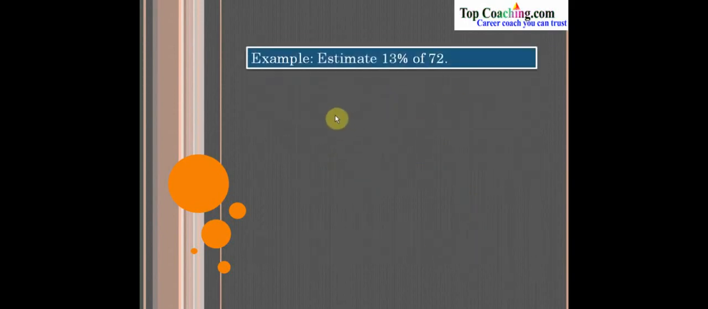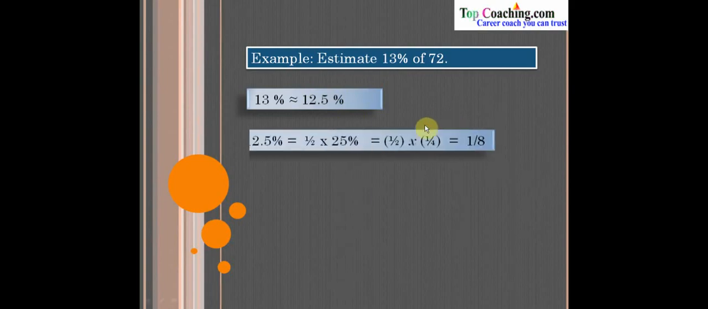Let's see one more example. Estimate 13% of 72. Now 13% is approximately equal to 12.5%. Also we know that 12.5% is half of 25%, and 25% is equal to 1 by 4. So this is 1 by 2 into 1 by 4, which is equal to 1 by 8. Thus 12.5% is equal to 1 by 8.